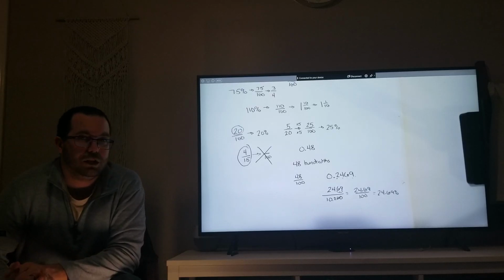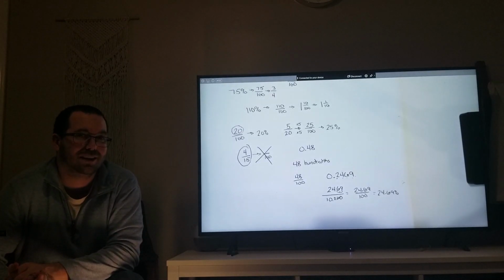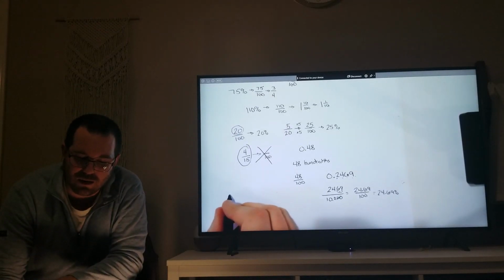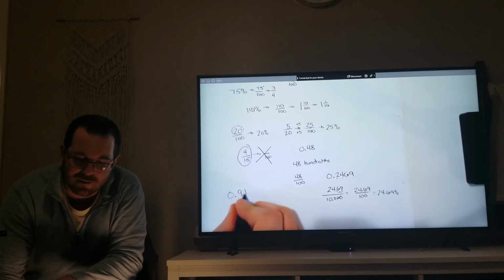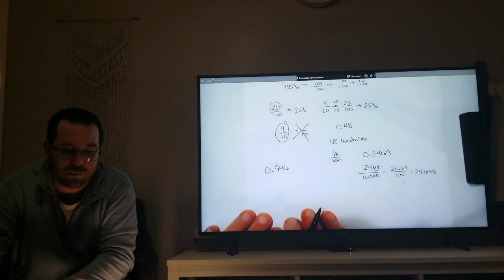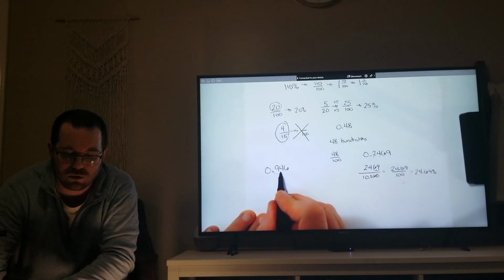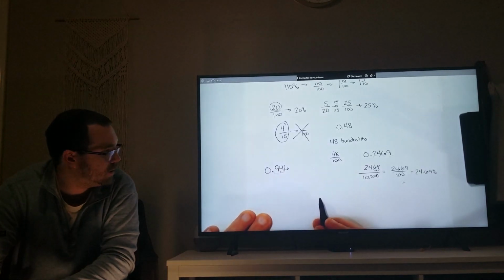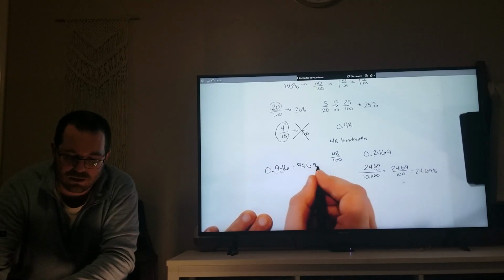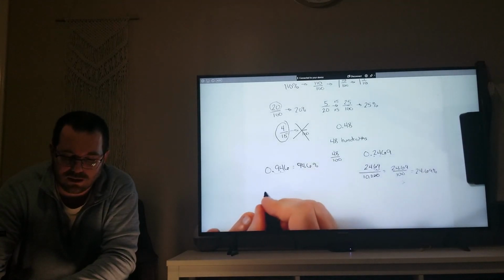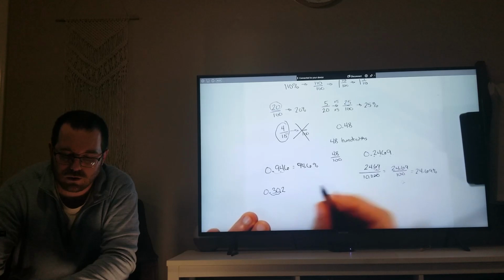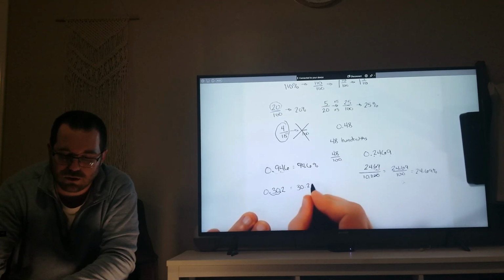An easy, cheat way of thinking about percentages when it comes to decimals is that if we have a decimal, let's say 0.946, all we have to do to turn this into a percent is move the decimal 2 spots over, so that it's right after the hundredths spot. This is 94.6%. Let's say I had a different value. Let's say I had 0.302. Move it 2 spots over, and I get 30.2%.